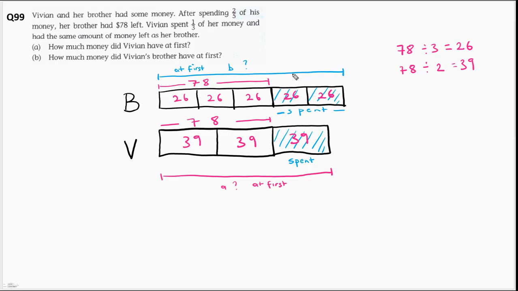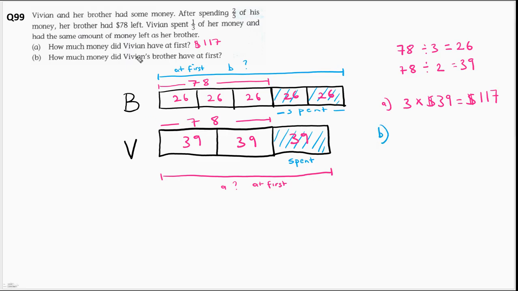Okay, we seem to have a model that's full of numbers. So let's see if we can answer all of the questions. So what are the questions? A, how much money did Vivian have at first? So this is Vivian's, and she had 3 lots of 39. So if we're answering question A, we want 3 times 39, and 3 times $39 is $117. So that's the first answer, 117.